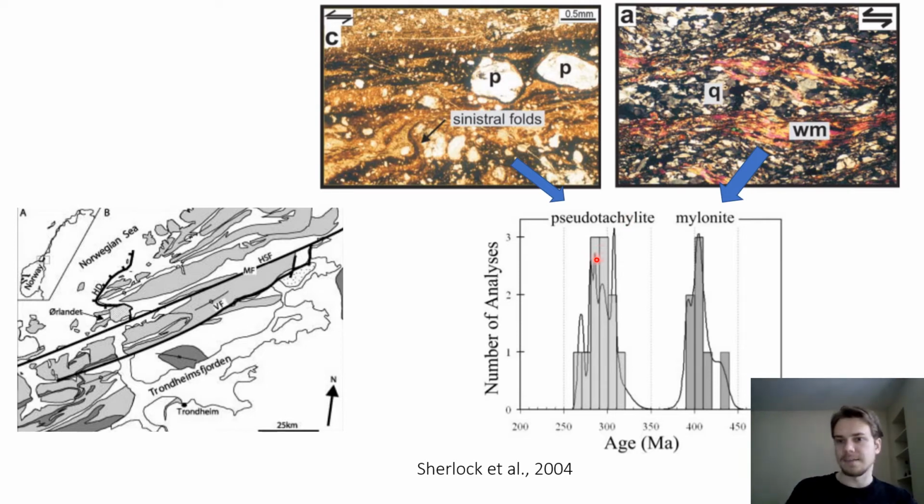What was done to test this was that white mica crystals in the rocks were dated using argon dating, and it was shown that there's an approximate 110 million year age difference between the mylonites and the pseudotachylites. And this is far too long a time to have been due to overprinting during exhumation, because exhumation in this region has been shown to have been much faster than 100 million years. Instead, this was interpreted as two different unrelated deformation events.